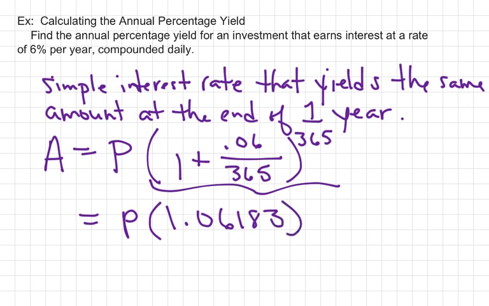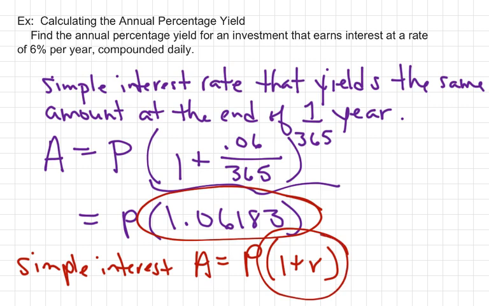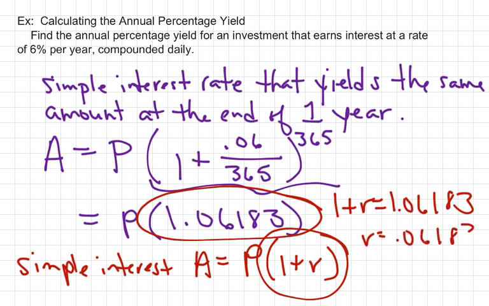Now, I'm going to go to this. The formula for simple interest is A equals P times 1 plus r. Well, if I want to find the simple interest that yields the same amount after 1 year, I'm going to take this and set it equal to this. So 1 plus the rate must be 1.06183. You subtract 1 and you get 0.06183. Well, that's the interest rate.